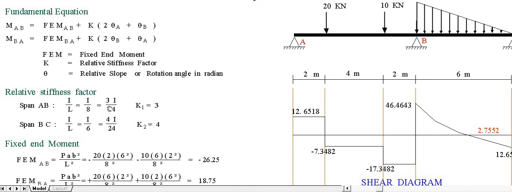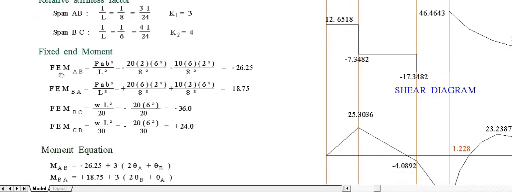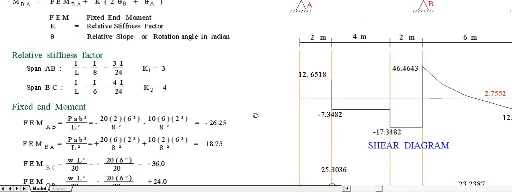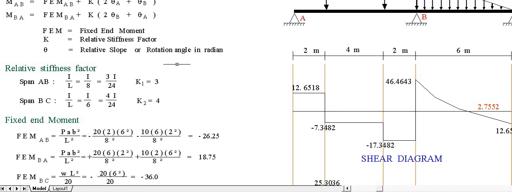Then 24 divided by 8 is 3 times I, or 3I. 24 divided by 6 is 4 times I, or 4I. So the stiffness factor of AB is 3, stiffness factor of BC is 4. Meaning the shorter the span, the bigger the stiffness factor. Then the fixed end moment, we have this formula for AB. Okay, I think I have to split the screen into two.